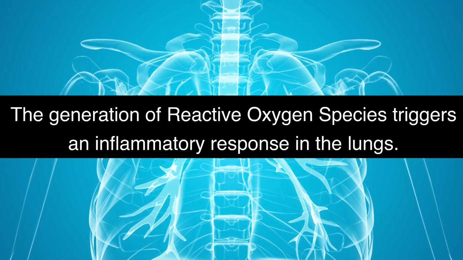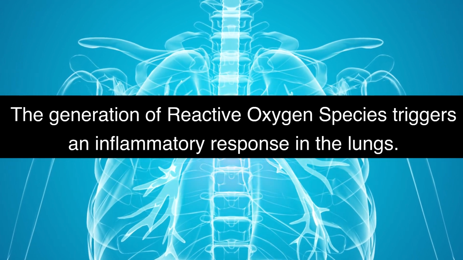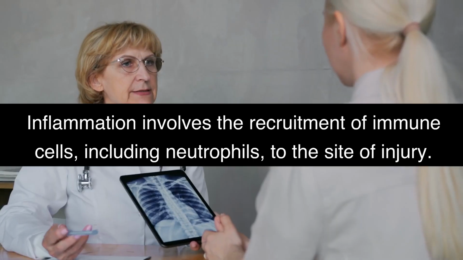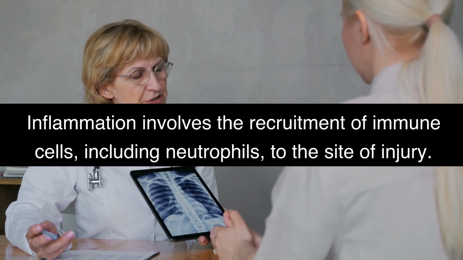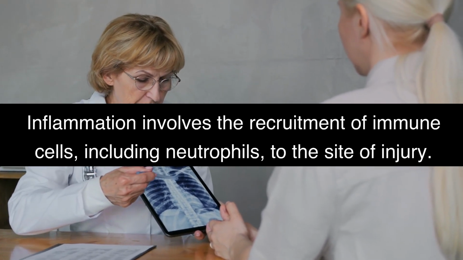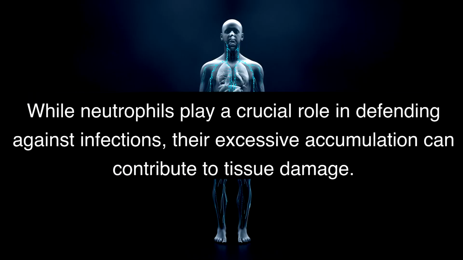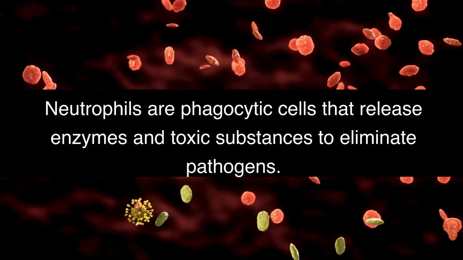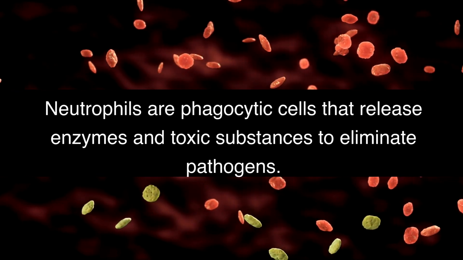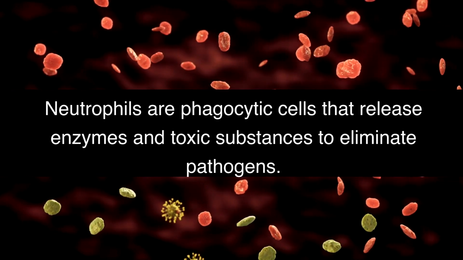The generation of reactive oxygen species triggers an inflammatory response in the lungs. Inflammation involves the recruitment of immune cells, including neutrophils, to the site of injury. While neutrophils play a crucial role in defending against infections, their excessive accumulation can contribute to tissue damage. Neutrophils are phagocytic cells that release enzymes and toxic substances to eliminate pathogens.